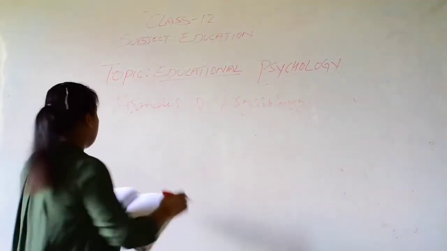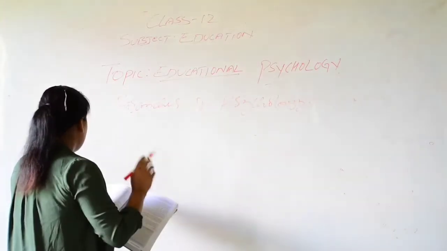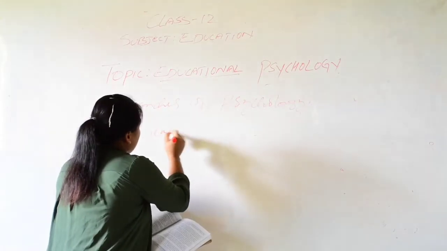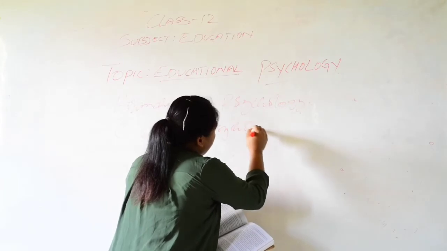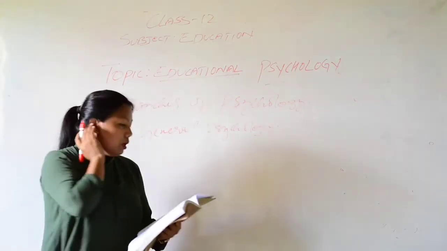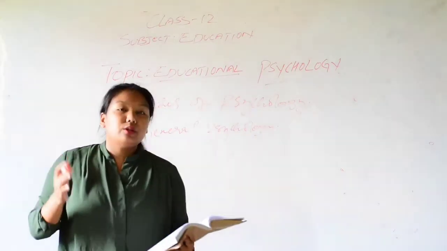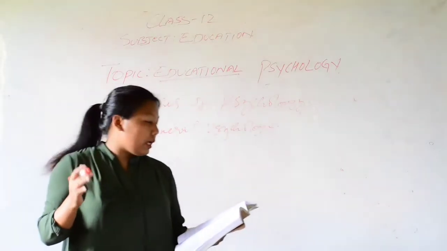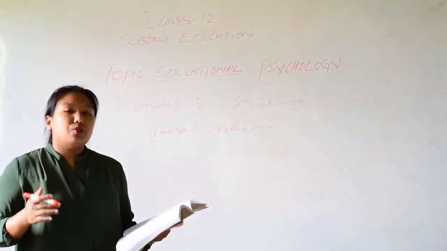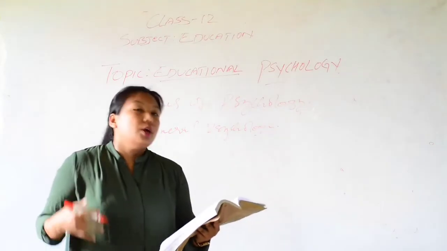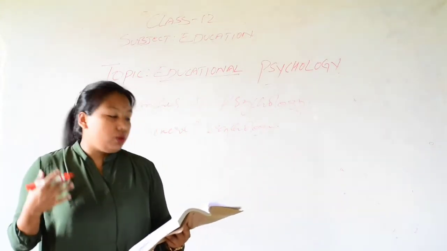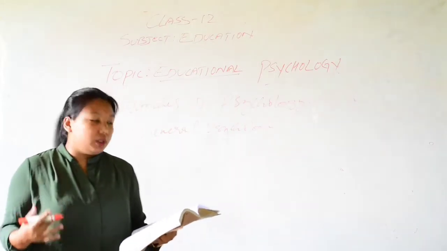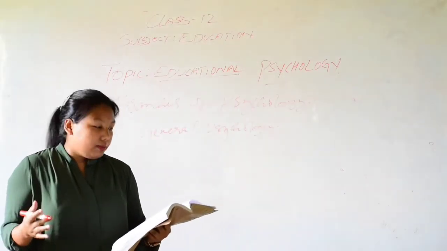Okay, the first one is general psychology. General psychology is a vast field of psychology that deals with fundamental rules, basic principles, problems, methods, and theories of psychology in context to the study of behavior of normal adult human beings.